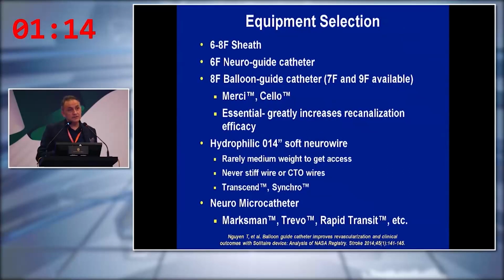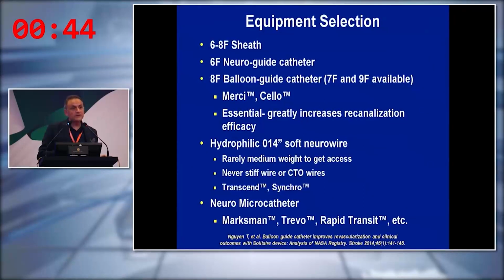Regarding wires, in some centers, sometimes it's not easy to reach neurological wires. In that case, we can use some coronary wires, soft hydrophilic coronary wires like Fielder or Whisper, with a low-support catheter. But if you have neurological ones, of course, those could be better.